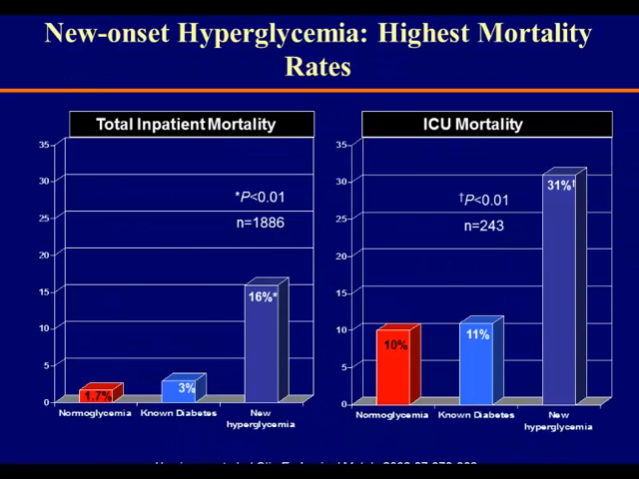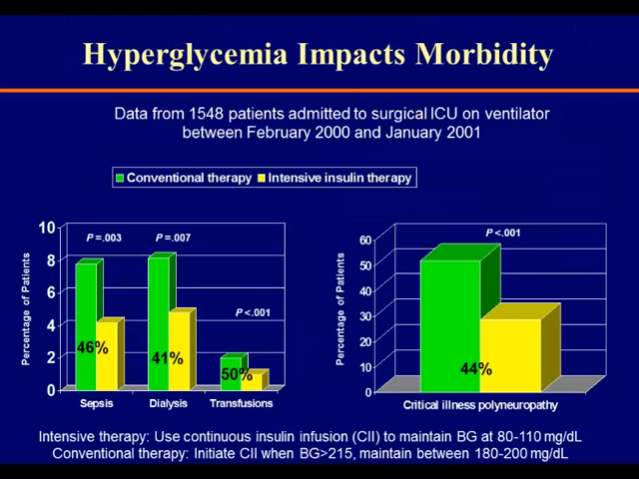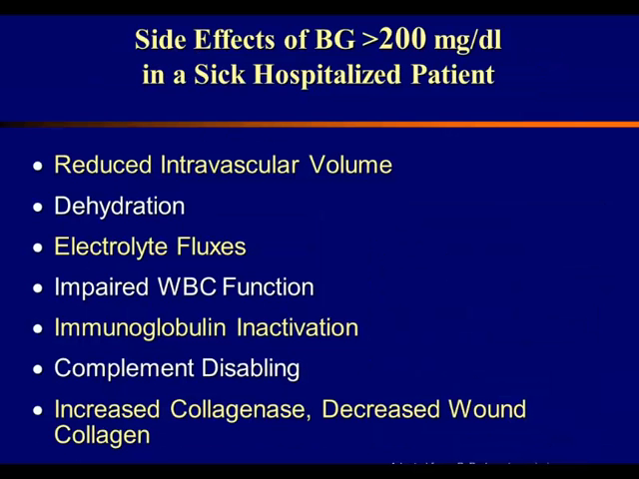Same thing showing here. Again, this is both total inpatient mortality and ICU mortality, much greater mortality occurring in people with new onset hyperglycemia who are not being addressed. Notice that if you have known diabetes and treat them, there's not much difference in mortality between them and people who are normoglycemic. It also affects morbidity, shown here: hyperglycemia causes more sepsis, need for dialysis, transfusions, and critical illness polyneuropathy. So high blood sugars cause all these problems we mentioned.